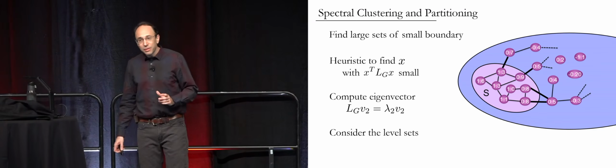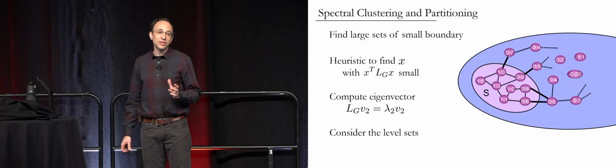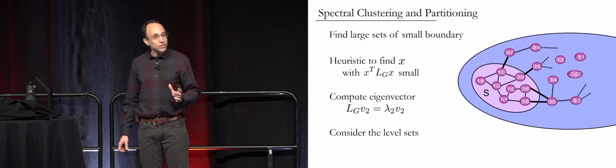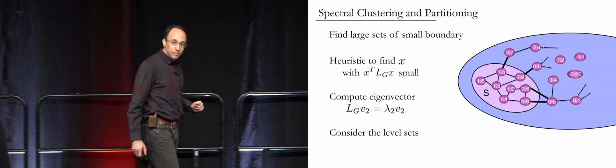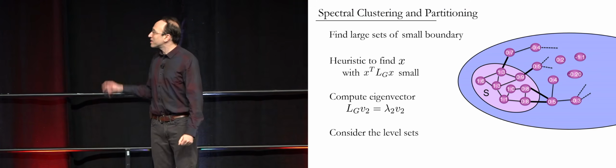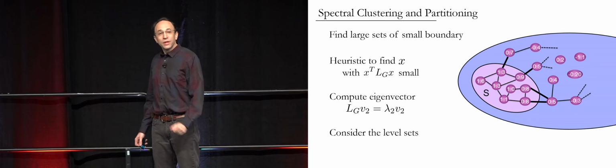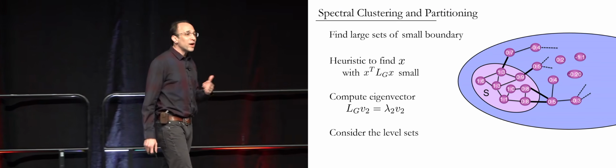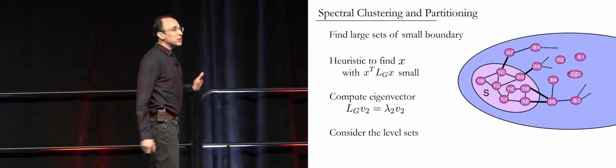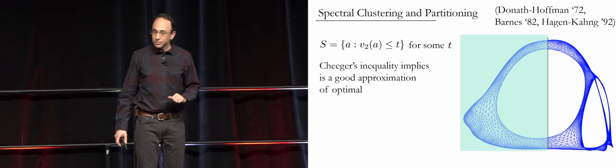The heuristic people came up with is look at the second eigenvector. Take V2 and now look at level sets of it. So for example, here S is the set of all vertices in which the value is more than 0.8. We take a look at those level sets, we try them. One of them usually gives us a good partition.